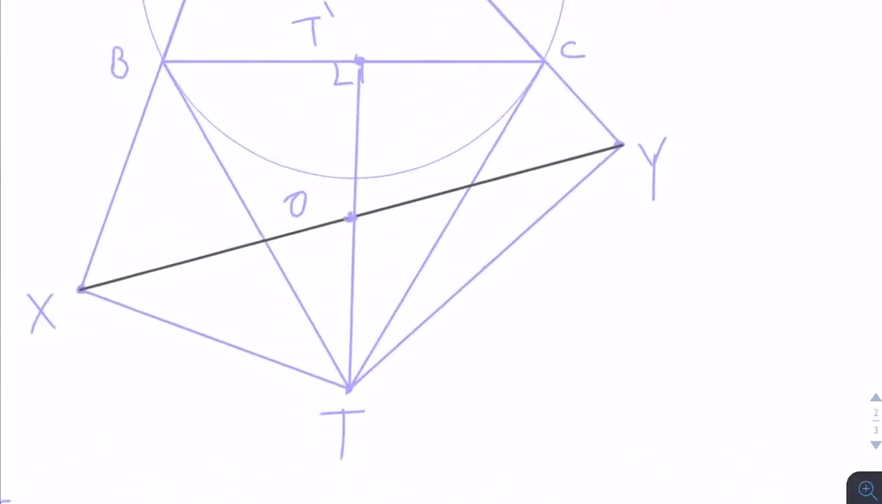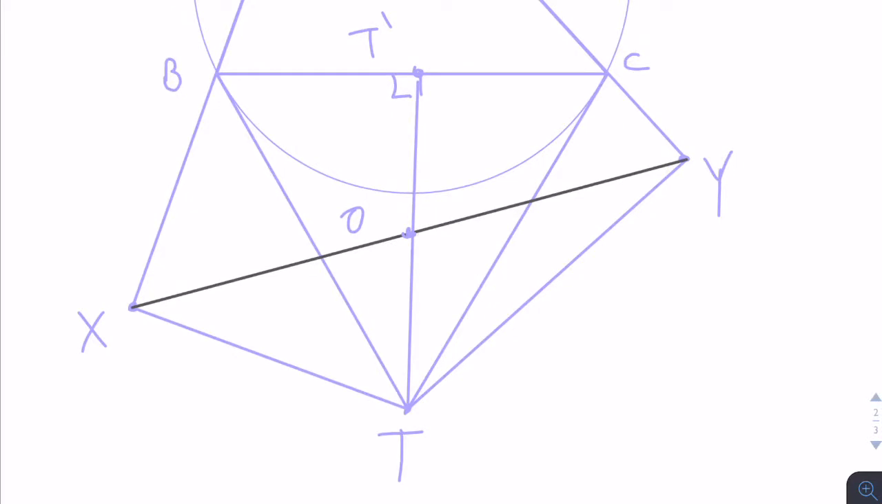Well, this is pretty simple once we have the idea down. When we reflect T over point O, note that we must have that XT prime YT has to be a parallelogram, just based on the definition of a parallelogram, because the diagonals bisect each other in this case.